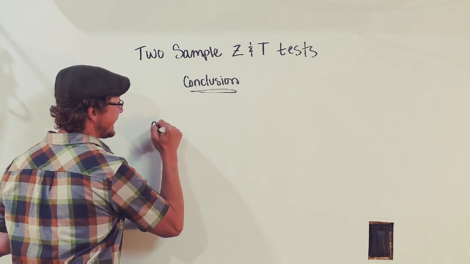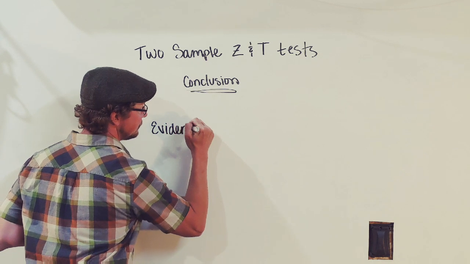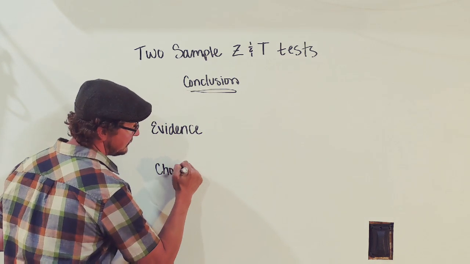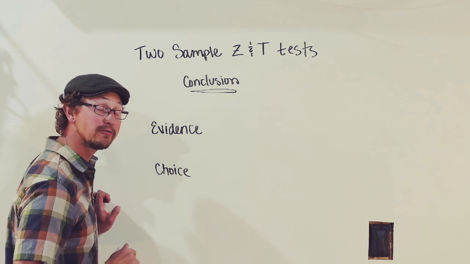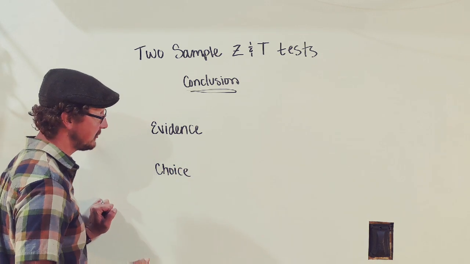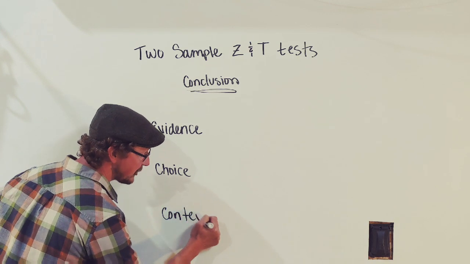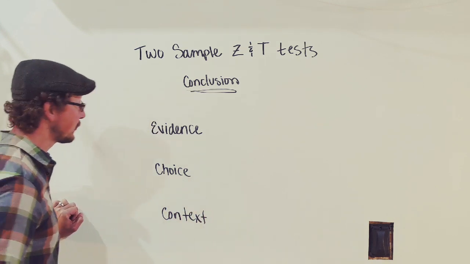You're going to need evidence. You're going to have to make a choice, and this choice is either to reject or fail to reject the null hypothesis. And then we're going to have to put that choice into the context of the problem.